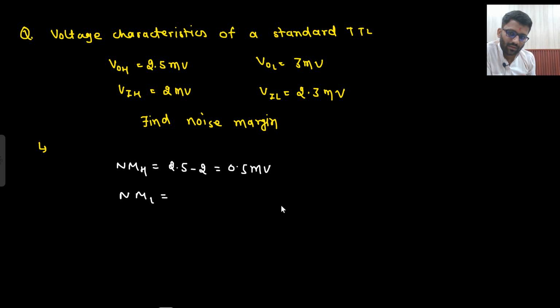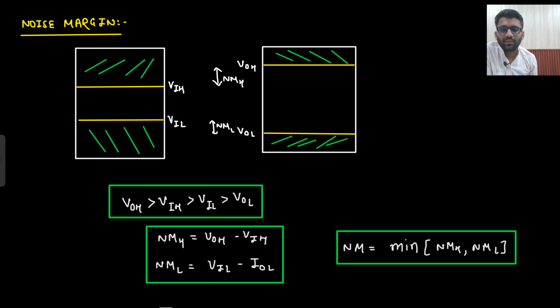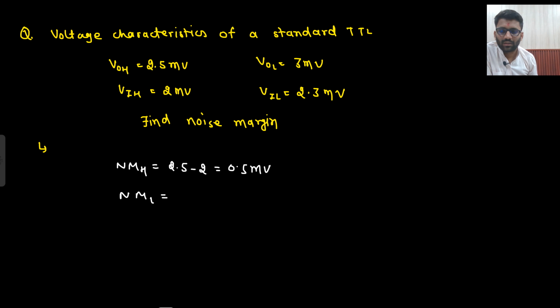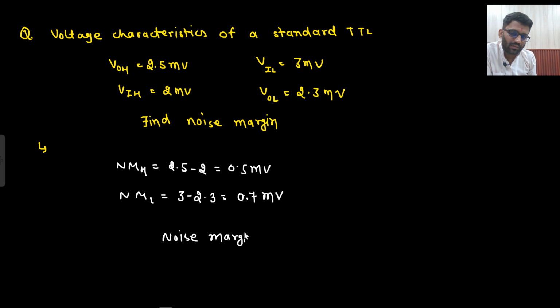NML, low only. 3 minus 2.3. Wait a second. VIL is low? How is VIL low? Okay, there is some issue. This should be your VIL, right? VIL should be high, right? VOL should be low. VIL should be high. 3 minus 2.3, that was 0.7 volt. So what will be your noise margin? That would be 0.5 volt.